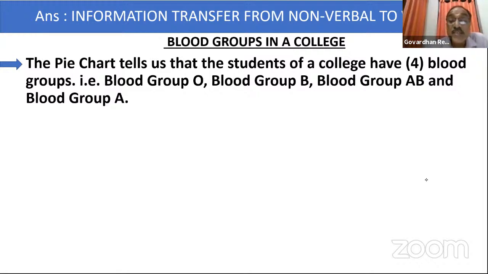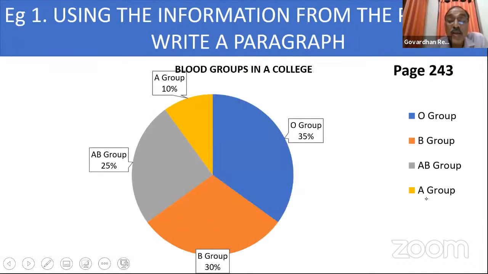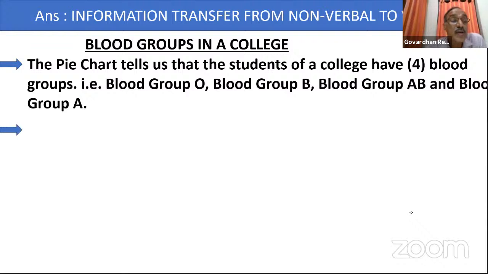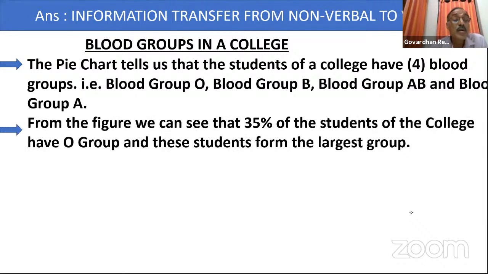Now the pie chart tells us that the students of a college have four blood groups: blood group O, blood group B, blood group AB, and blood group A. Now again, referring to the pie chart, we have seen that O group constitutes 35% of the entire pie chart. So we'll write another line on that. From the figure, we can see that 35% of the students of the college have O group, and these students form the largest group.